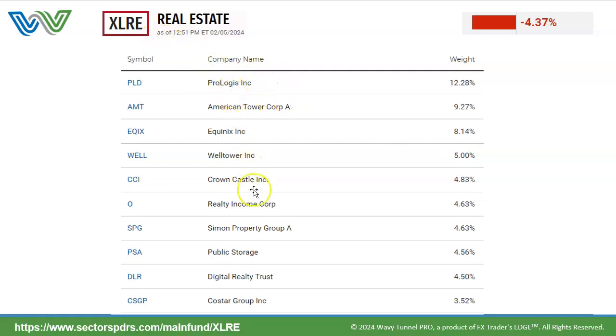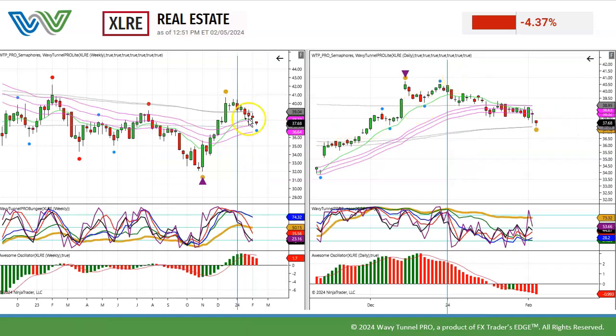XLRE, these are the biggest holdings. Let's have a look at the chart. So you can see that the market is down. On the left, the wave is below the tunnel, so that's bearish. On the right, the wave is above the tunnel, but price is coming down to the tunnel now. For this to get going, we need the wave to cross back above the tunnel on the weekly. That's what we need.